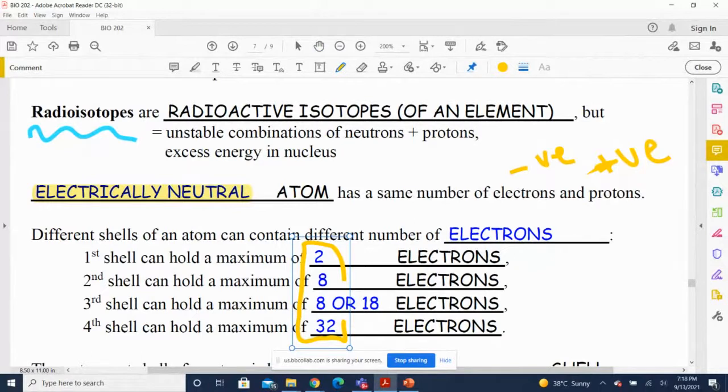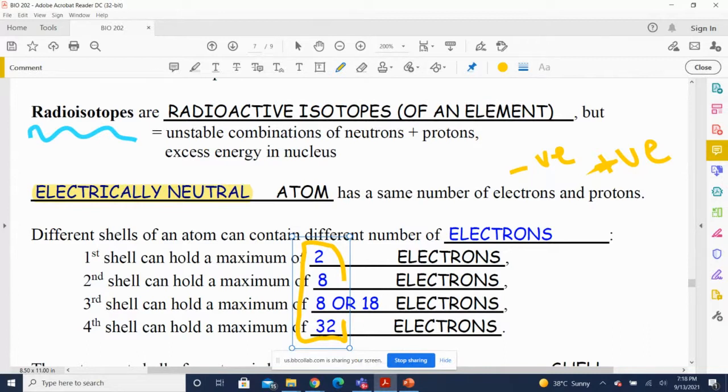For the purposes of our course, we're just going to think that it holds the maximum of 8. In fact, it turns out that the third shell can contain up to 18 electrons, but there's a little bit more that we need to know once we go to that path. So for purposes of our course, we're just going to stick with the first three electron shells, and we're going to consider that they contain 2, 8, and 8 electrons.